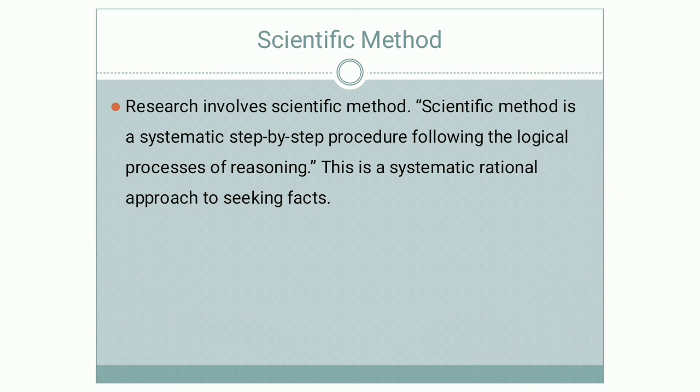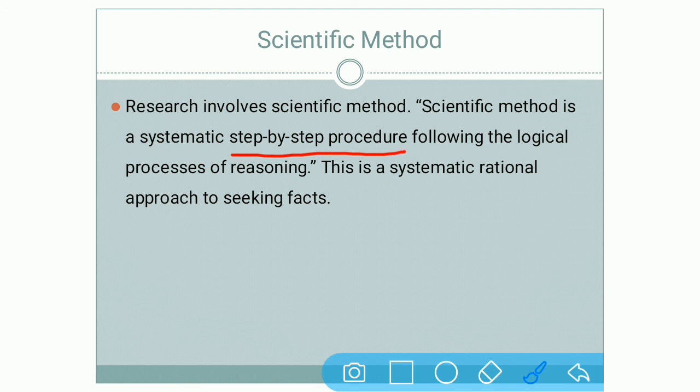What is the scientific method? It's a systematic step-by-step procedure following the logical processes of reasoning. This is a systematic rational approach to seeking facts. It's a step-by-step method. That is, you are not directly accepting whatever comes across us, or anything said by our grandparents, by our parents, or by our relatives. Here you have to go as a researcher step by step.